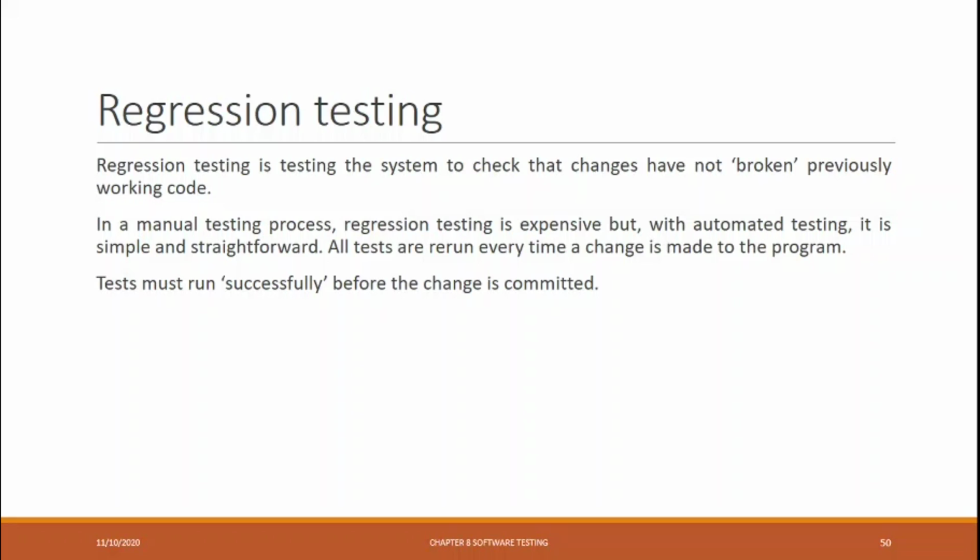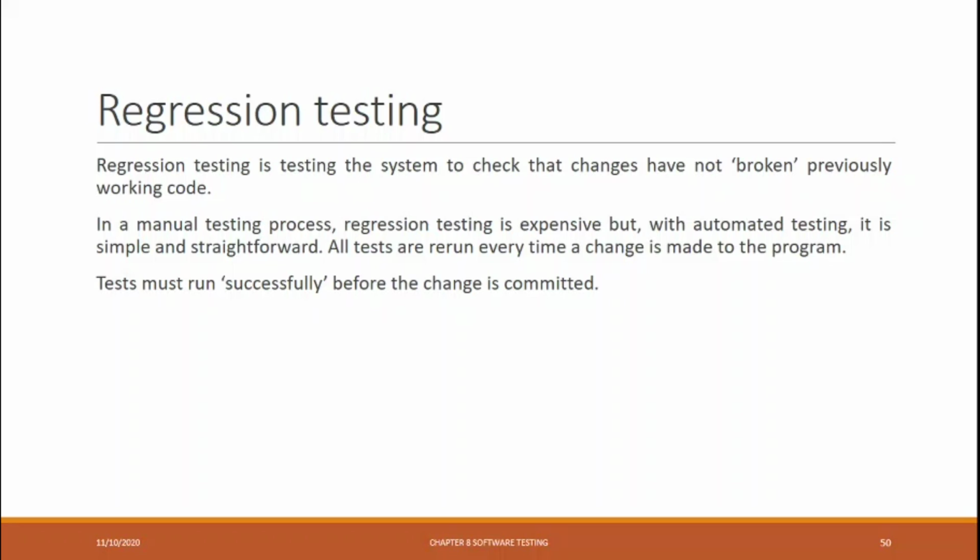In the manual testing process, regression testing is expensive, because whatever changes have been made, they have to test manually from the starting, not just the particular place where the changes have been done. So manual testing will be costlier compared to automated testing.